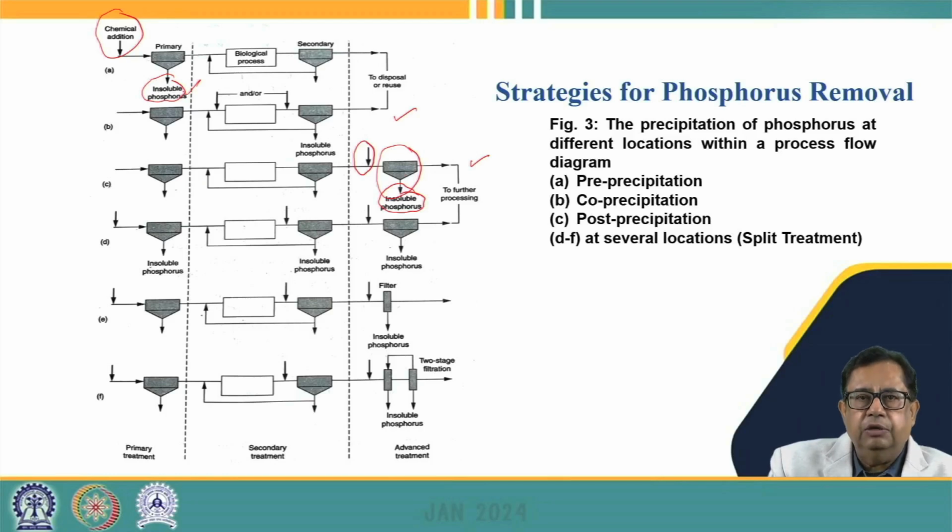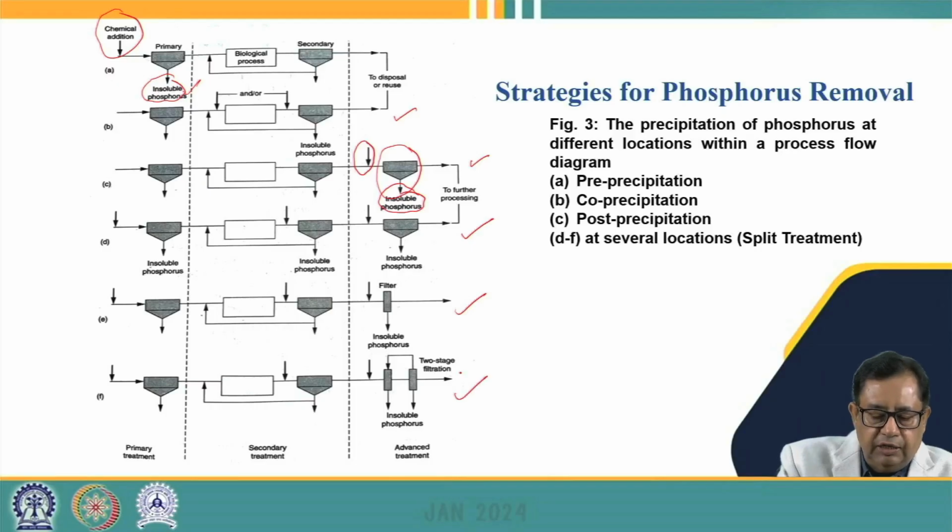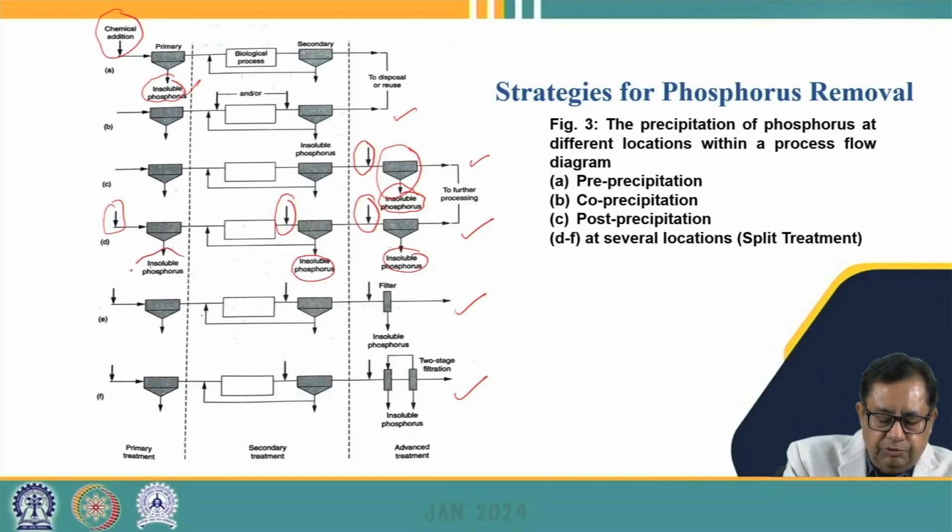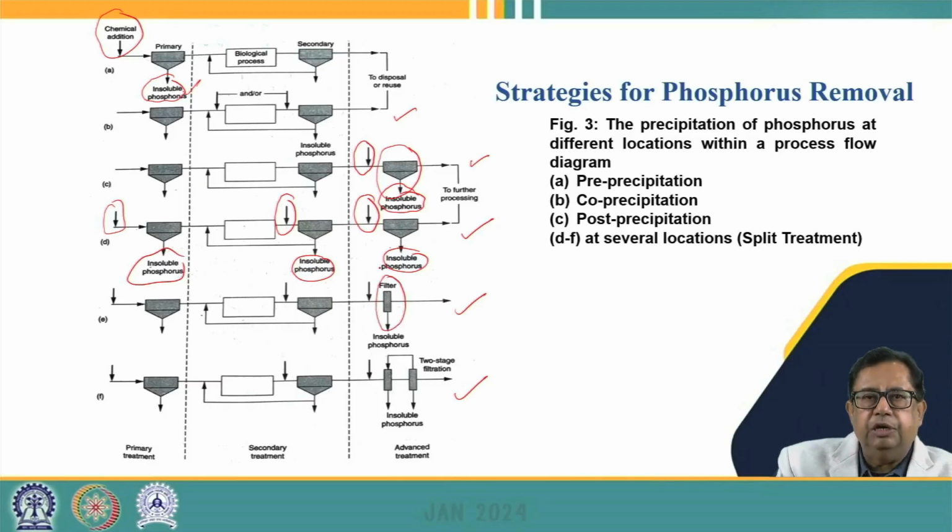So then we can have conditions where we can add the chemicals at various locations. For example, we can see here that we are adding the chemicals before the primary sedimentation tank, before the secondary settling tank, and after the secondary settling tank. So here we can get the insoluble phosphorus at different locations because of the addition of the chemicals. We can also use a single filter when we are using the multi-point addition of the chemicals, which can remove the insoluble phosphorus from the effluents. Similarly, we can also use two-stage filters, where we are using two filtration units and the insoluble phosphorus can be removed.